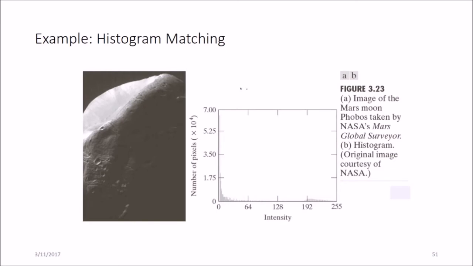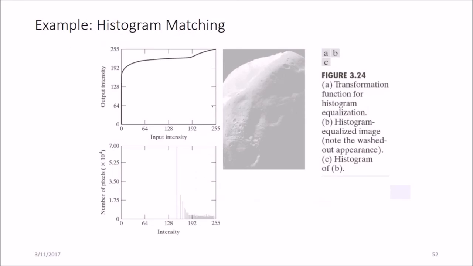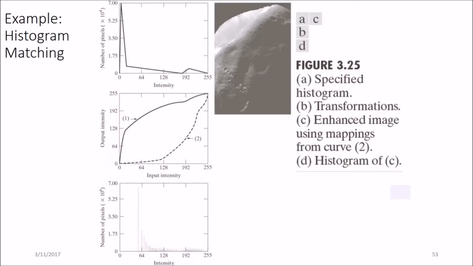This is the example of histogram matching. This is the image of the Mars moon, taken by NASA, and this one is the histogram, right? Now what we do here is, this is the transformation function for the histogram equalization, and this is the histogram equalized image. This is the specified histogram. This one is the transformation which is applied, and now we have an enhanced image using mapping from the curve, which is here. So this is the example of histogram matching, how you get a very good picture out of it.